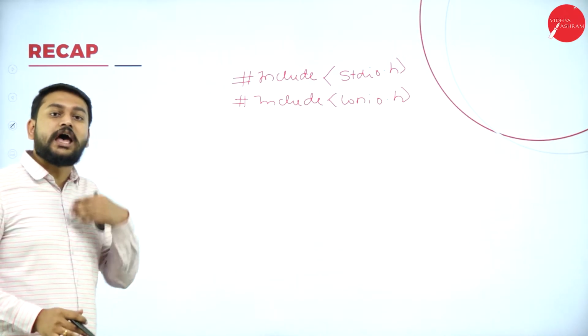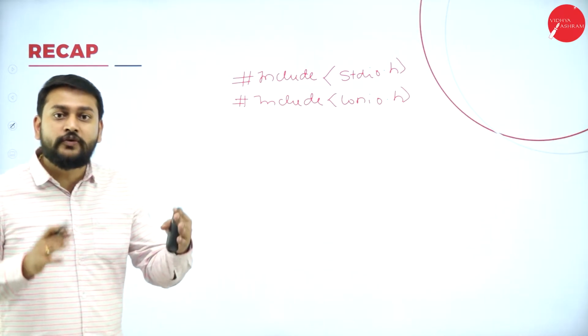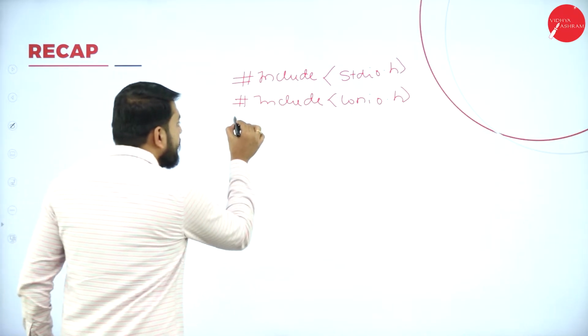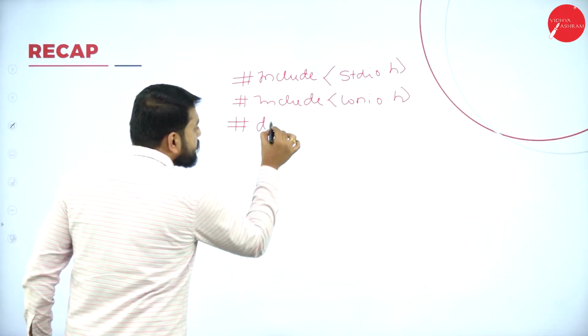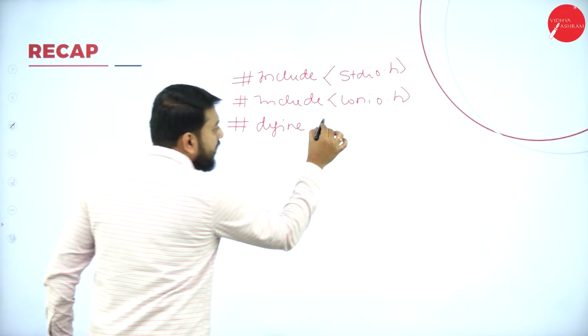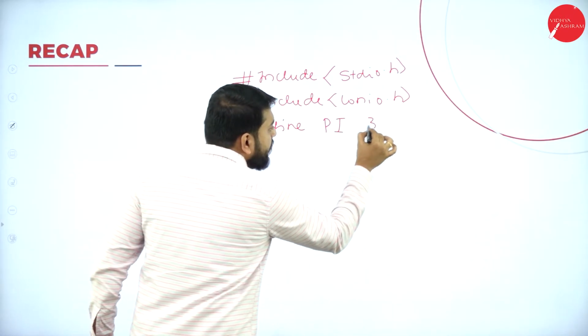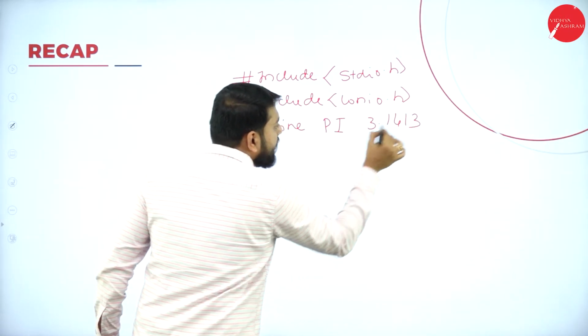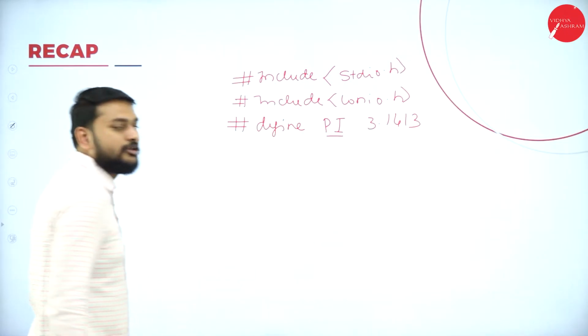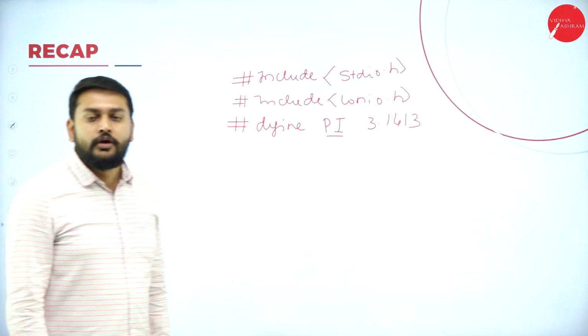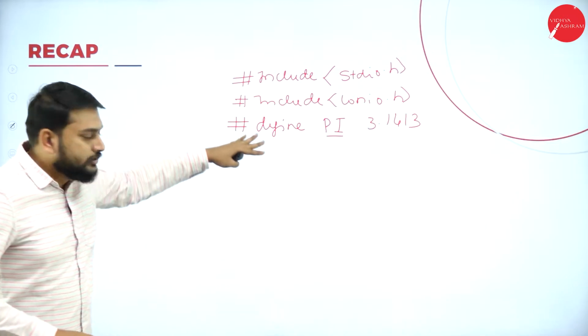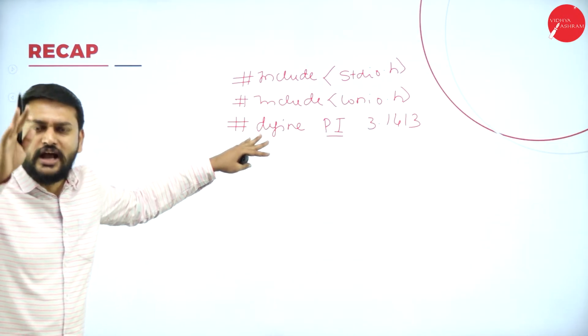What else did we discuss? We also discussed hash define. ಏನಕ್ಕೆ hash define ಅಂತ ಬರೆದ್ಬಿಟ್ಟು, so let's say pi 3.1413, ಇದಕ್ಕೆ ಈ ವ್ಯಾಲ್ಯೂನ ಅಸೈನ್ ಮಾಡ್ತೀರಾ. So fine, you understood these three things.